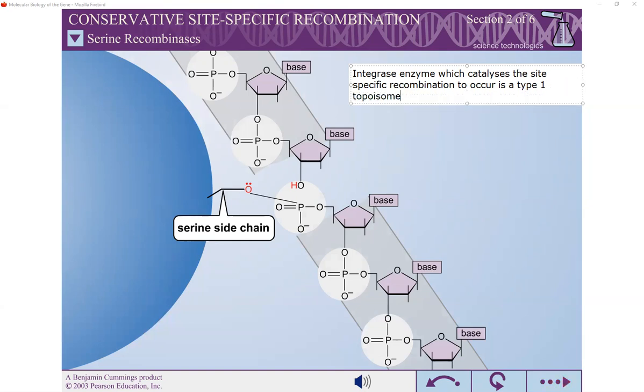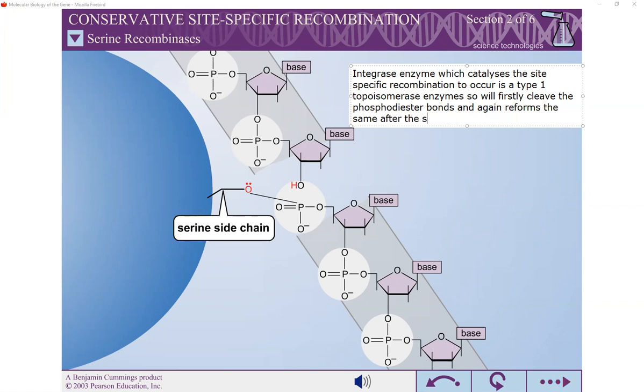Topoisomerase will firstly cleave the phosphodiester bonds, and again reform them after the supercoiling has been removed. So once the supercoiling has been removed, the phosphodiester bonds can be produced again. Such would be the activity of the integrase enzyme.